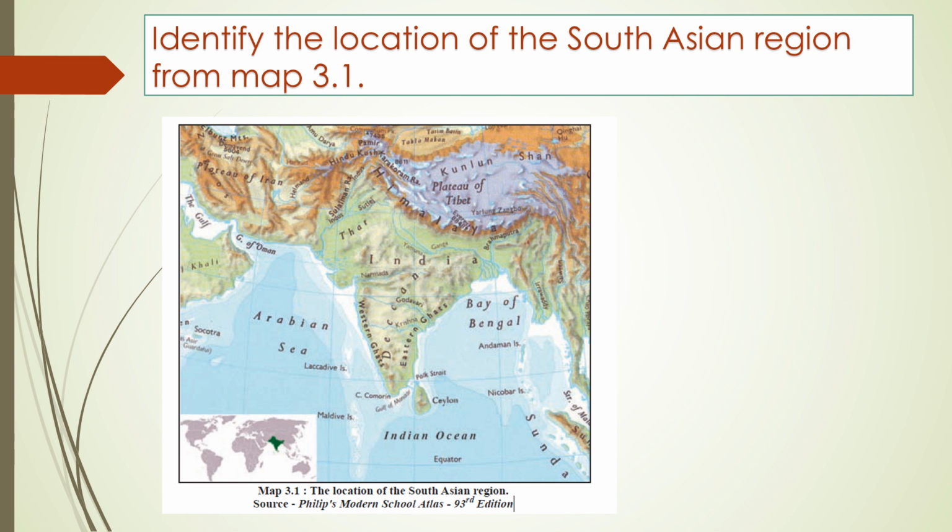In this map you can see the Arabian Sea right here, and the Bay of Bengal and Indian Ocean, and you can see the Himalaya mountain range and some countries here. We will study further in detail about the topographic features.